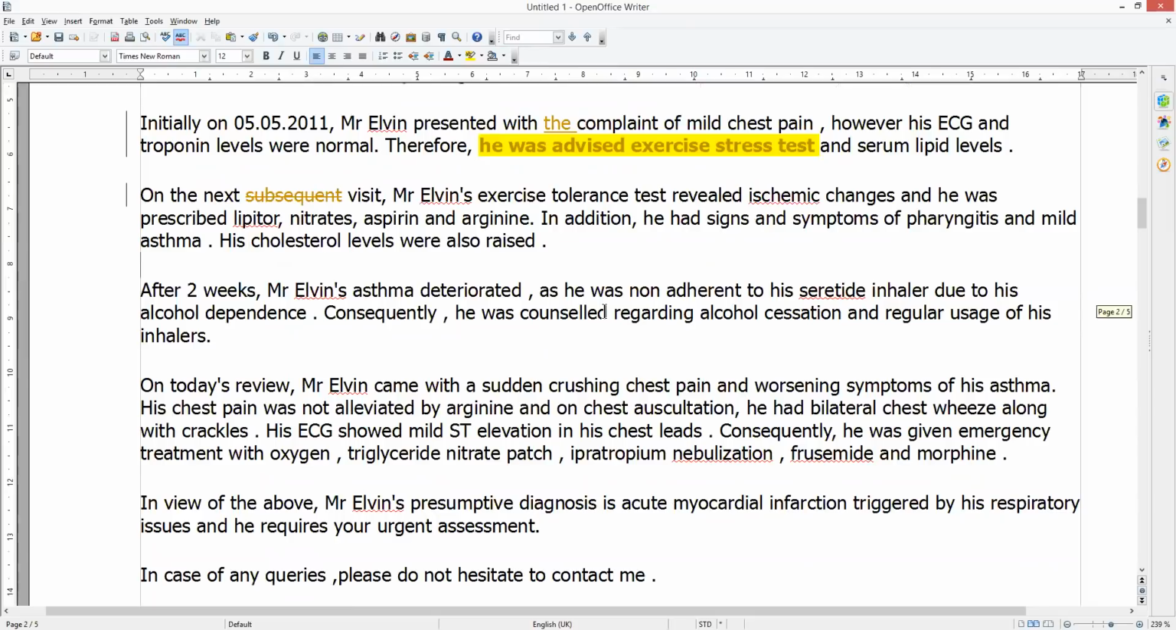Mr. Elvin's exercise tolerance test revealed systemic changes prescribed, and so on. That's a short sentence. His cholesterol levels were also raised. Why isn't that added as part of the previous one using a conjunction, such as "and his levels were also raised"?